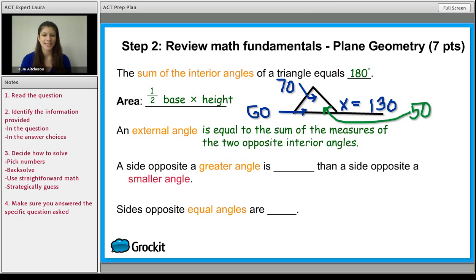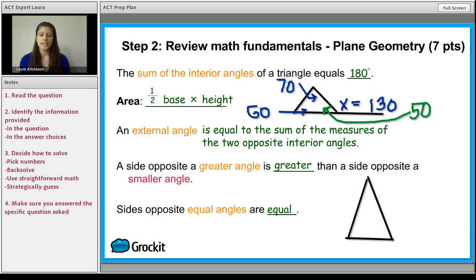Now this next concept, the side opposite of greater angle is greater than the side opposite of smaller angle. Sides opposite equal angles are equal. And actually we can demonstrate that with another picture. Plane geometry oftentimes is easiest when you have a picture, so if they don't provide one for you, draw it out.